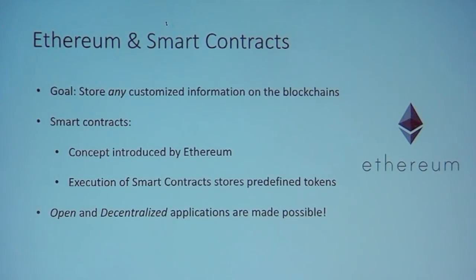A giant step in cryptocurrency is Ethereum and its smart contracts. As you can see, blockchain can be treated as a distributed and decentralized database. Is it possible to store any customized information on the blockchain? Ethereum came with the concept of smart contracts, which are programs running on the Ethereum virtual machine. Users can store predefined tokens on the Ethereum blockchain by executing the corresponding smart contracts.